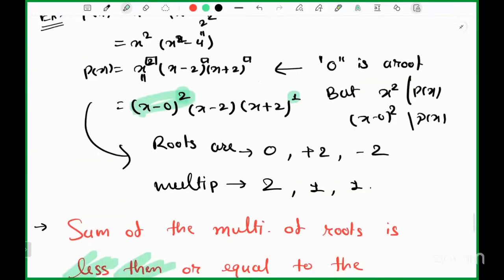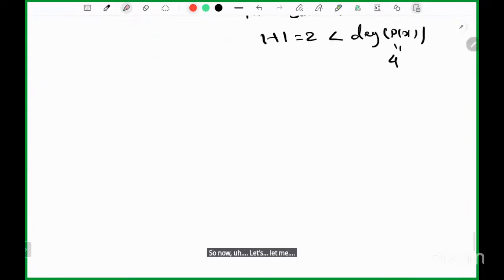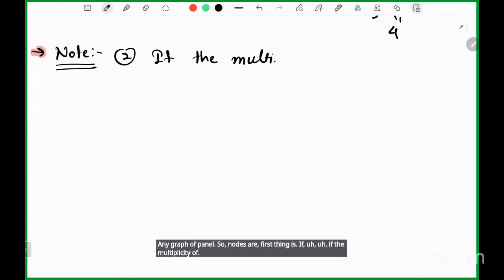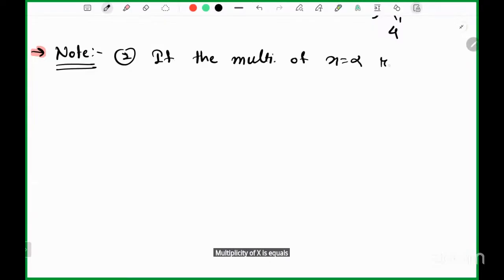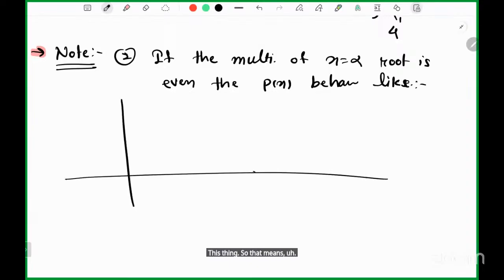Okay, fine. So now let me write these two notes, which will be helpful for us to draw the graph of any polynomial. The first note is: if the multiplicity of the root x equals alpha is even, then p of x behaves like this. So if you have x equals alpha, then you know that alpha is a root of the polynomial.